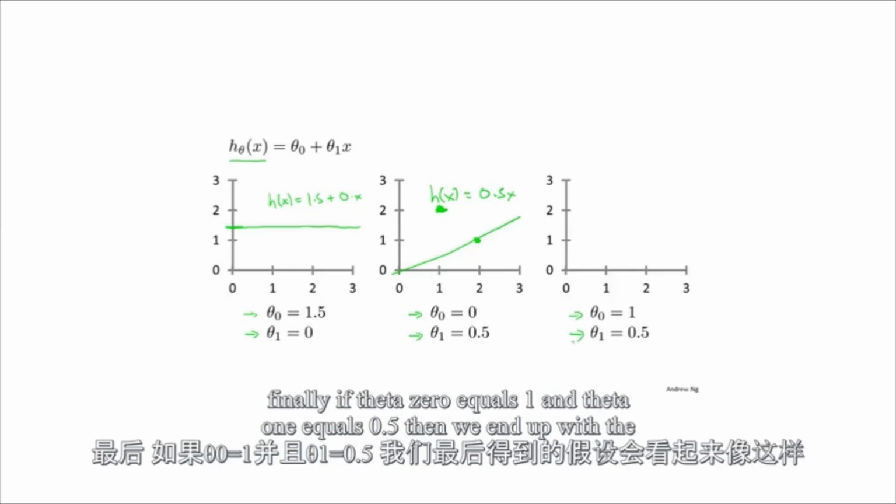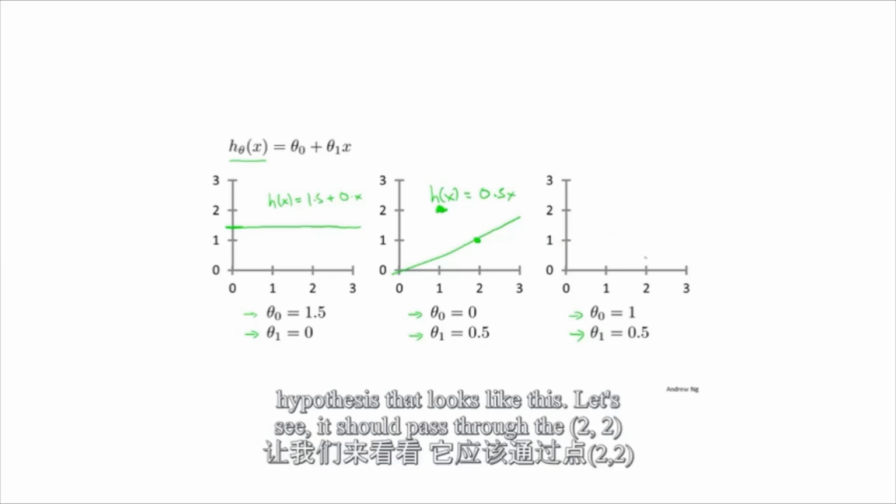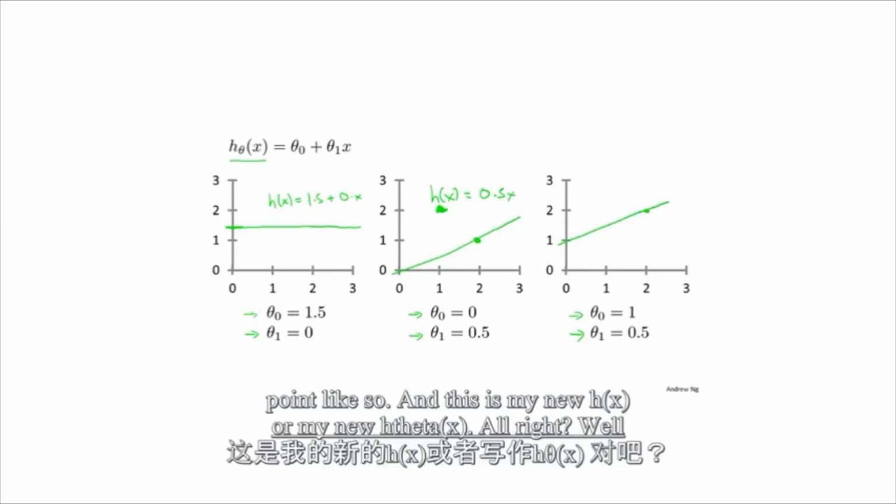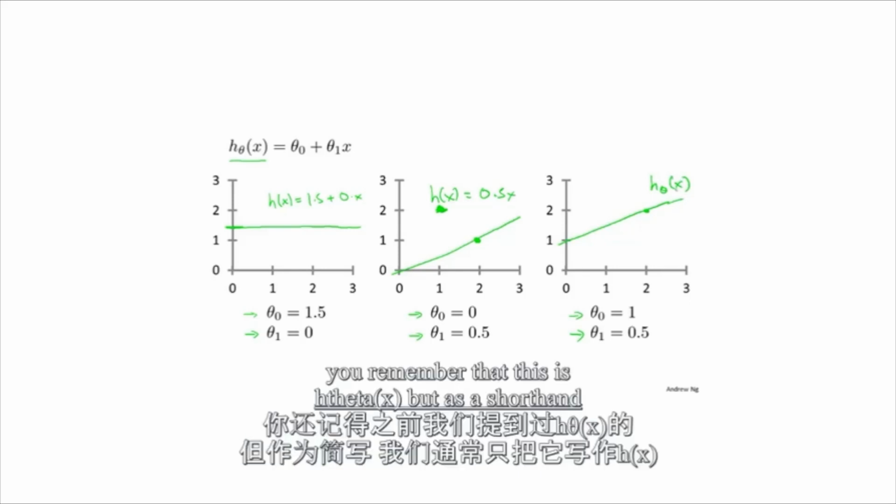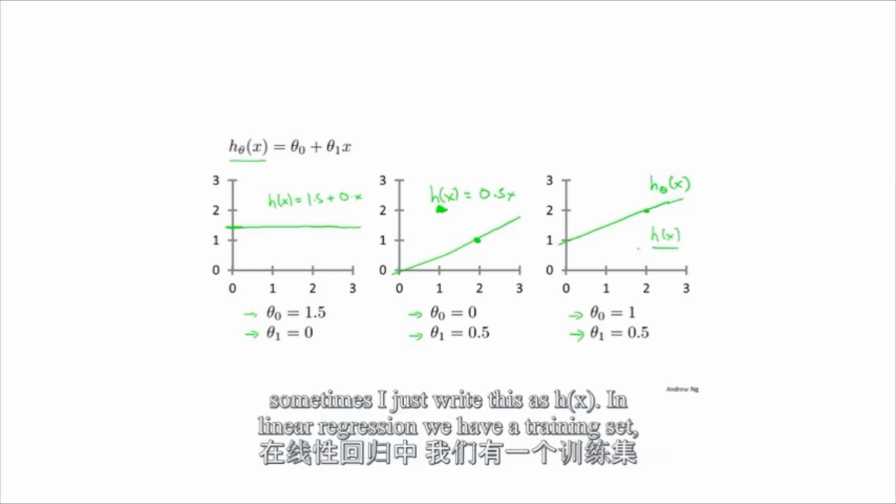And finally, if theta 0 equals 1 and theta 1 equals 0.5, then we end up with a hypothesis that looks like this. Let's see, it should pass through the 2 point like so, and this is my new h of x, or my new h subscript theta of x. All right, well, you remember I said that this is h subscript theta of x, but as a shorthand, sometimes I'll just write this as h of x.